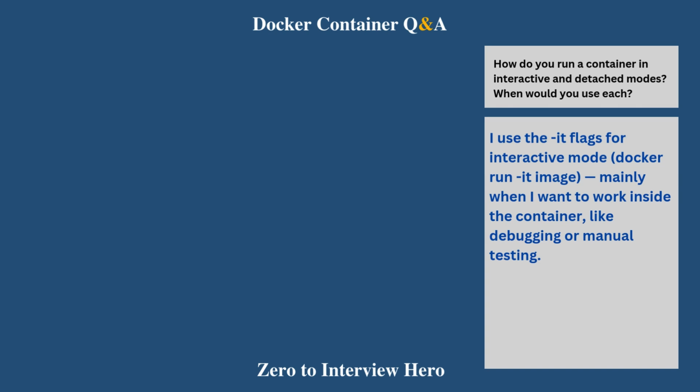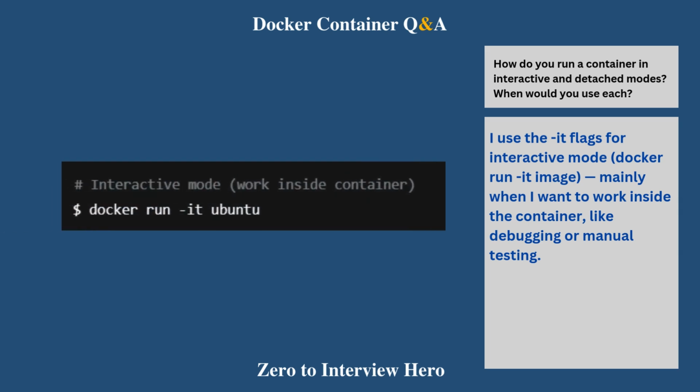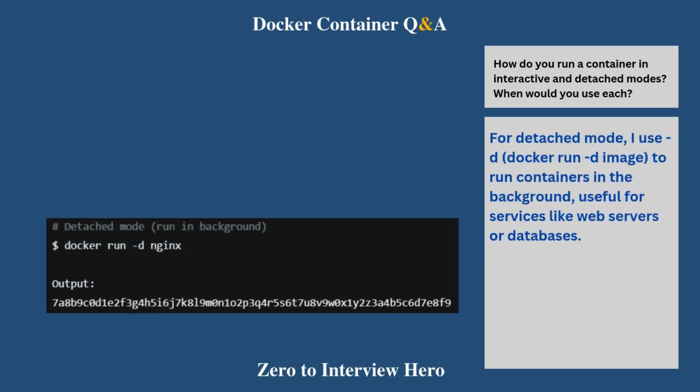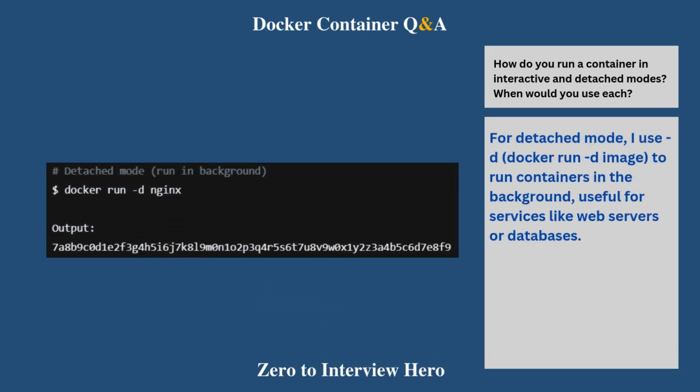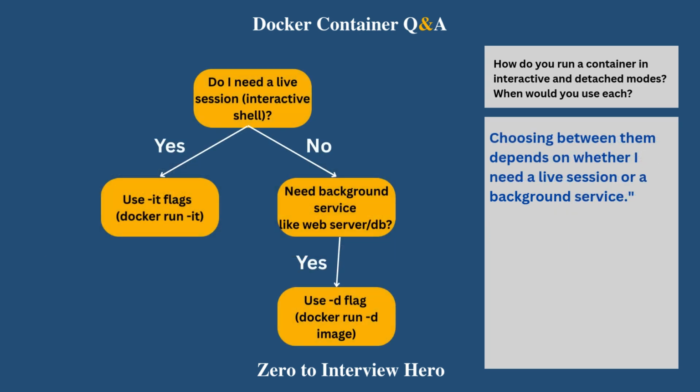Moving on with our next question. How do you run a container in interactive and detached mode? When would you use each? Here's how you can respond. I use the -it flags for interactive mode, mainly when I want to work inside the container, like debugging or manual testing. For detached mode, I use -d, docker run -d image, to run containers in the background. Useful for services like web servers or databases. Choosing between them depends on whether I need a live session or a background service.